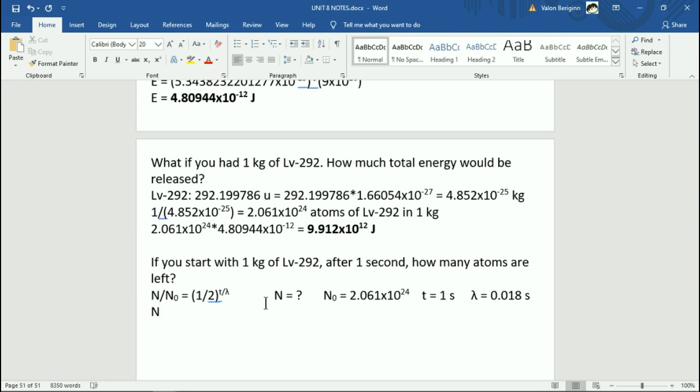N. I'm just going to multiply the N0 to the other side, so it becomes like this. Oftentimes, you don't really care about N0, and it's just sort of like you have 10% left or something. So that's fine enough, but here, since we have an actual number, I'm going to do this. And so, okay, N0, 2.061 times 10 to the 24 times 1/2 to the, all right, 1 divided by 0.018. All right, so I'm going to resolve the exponent first. So we have N.